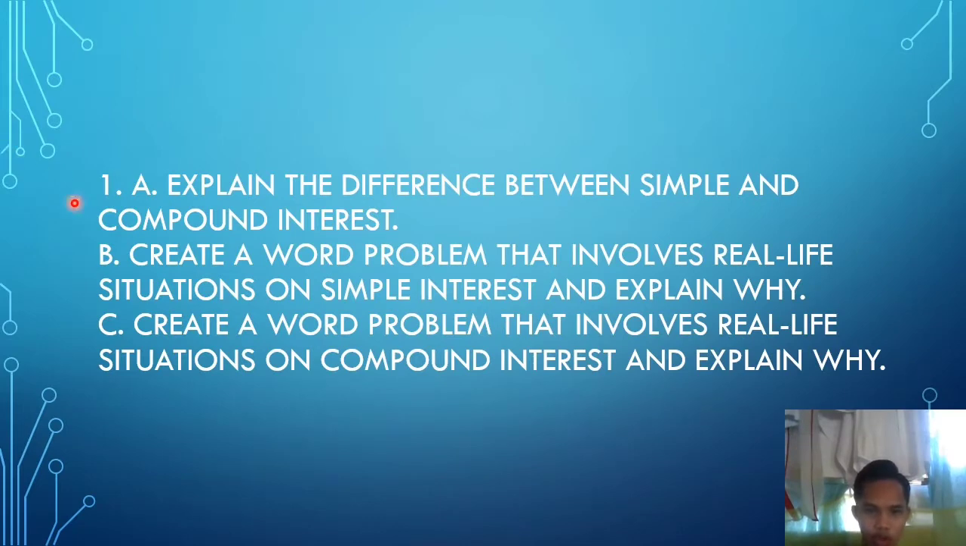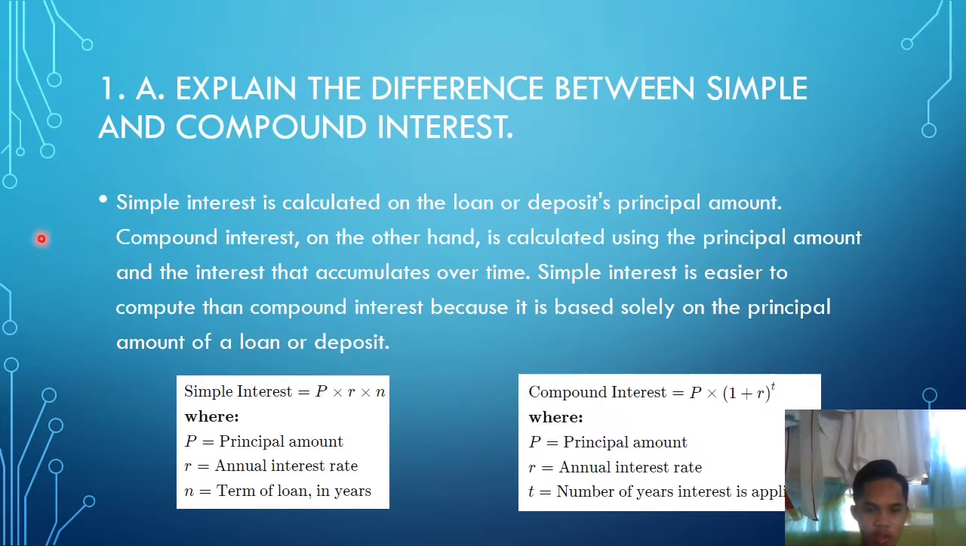So good day everyone, today we're going to be answering these two questions, and here's the first question with the sub question. So here, simple interest is calculated on the loan or deposit's principal amount, while compound interest is calculated using the principal amount and the interest that accumulates over time. So here's the formula of simple interest, which is multiplied simply by each other: principal amount, annual rate, and term of loan in years. And then we have the compound interest here, which is principal amount multiplied by the sum of 1 plus r to the power of t, and that is the difference.